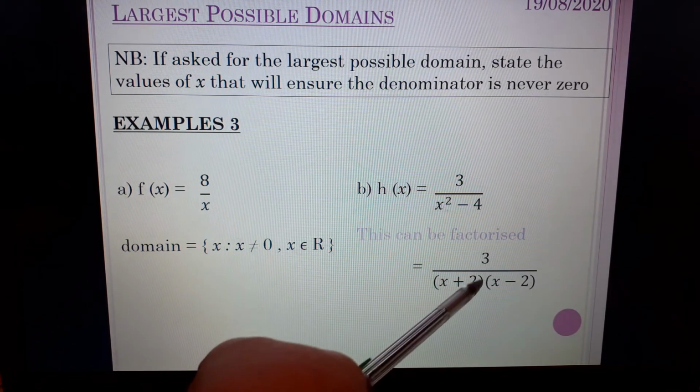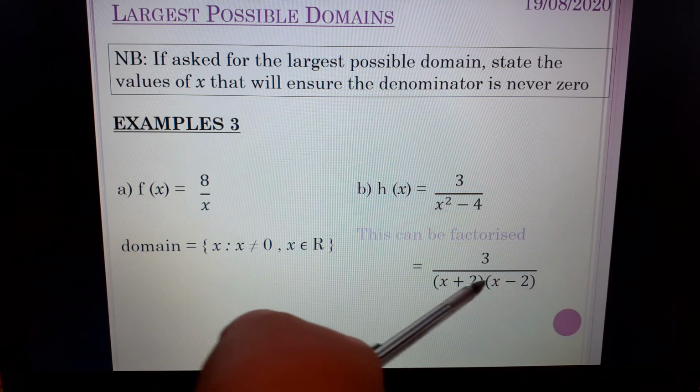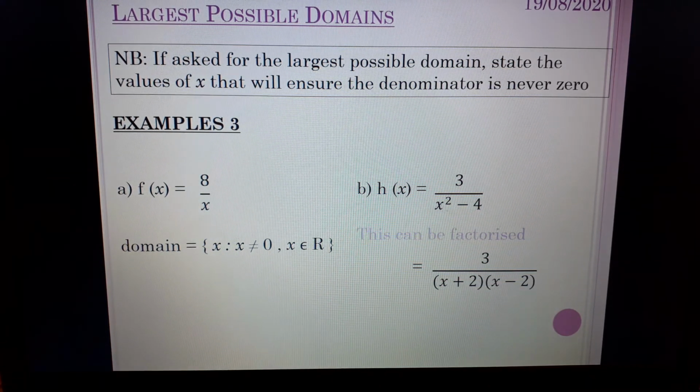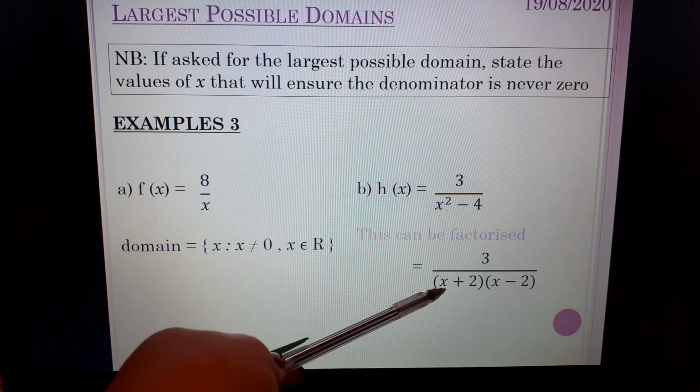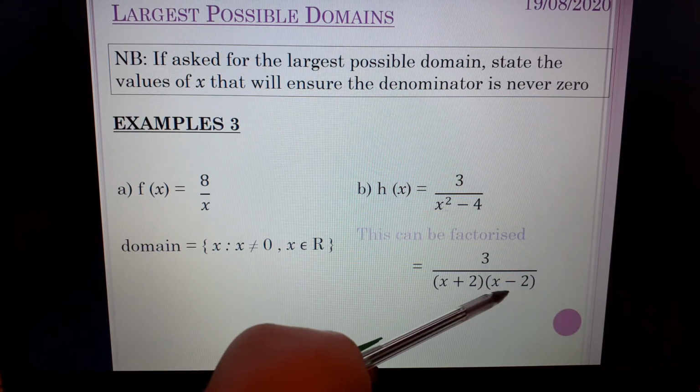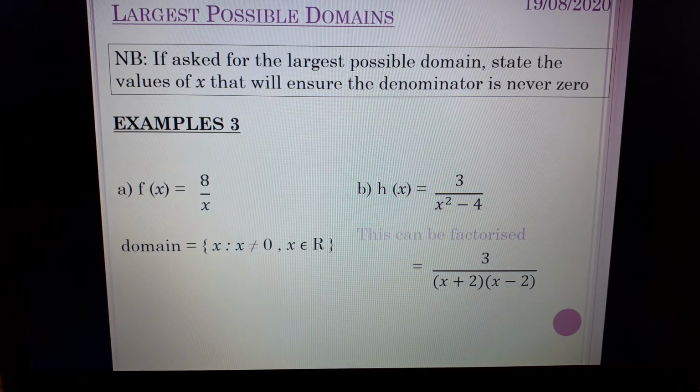Now if we were to take this over to the side and make each of these equal to 0, it's easy enough to do in your head, so we don't have to write that working out. But x + 2 being equal to 0 would lead you to x = −2. x − 2 = 0 would lead you to x = +2. So x can be any number, but it cannot be −2 and it cannot be +2. And x is a member of R.